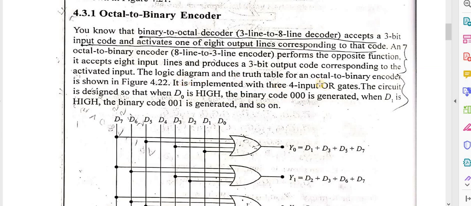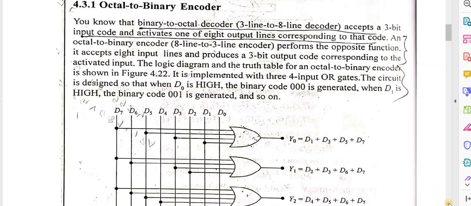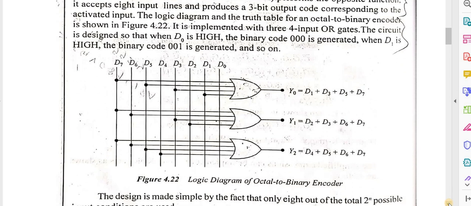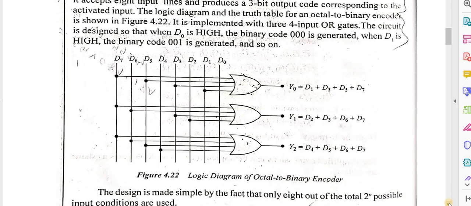So the logic diagram and truth table of an octal to binary encoder is shown in the following figure. It is implemented with 4 OR gates, and the circuit is designed so that when D0 is high, that means when D0 is 1, the binary code 000 is generated, and D1 is high when binary code 001 is generated, and so on.